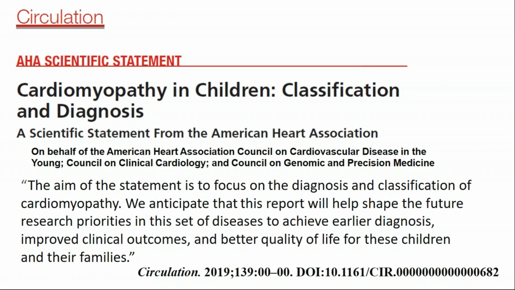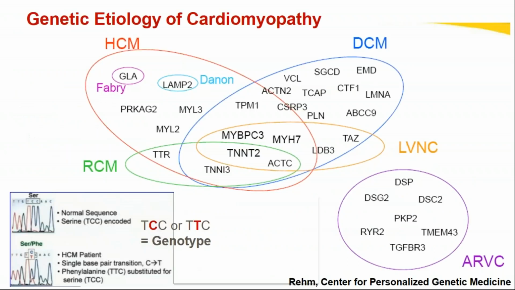Now, this scientific statement from the American Heart Association really is a point of arrival for us as pediatric cardiomyopathy doctors. The American Heart Association, one of the biggest cardiac societies, has put together a group of clinicians to put out a statement acknowledging this is a pediatric-specific diagnosis, with all of its nuances. The aim of this statement was to focus on the diagnosis and classification of cardiomyopathy, because that's the way you can go forward and outline the research priorities for this field, what should be funded for research, and how to improve clinical outcomes and quality of life. And of note, one of the councils that helped write this statement was the Council on Genomics and Precision Medicine, fully acknowledging the huge genetic etiology of cardiomyopathies.